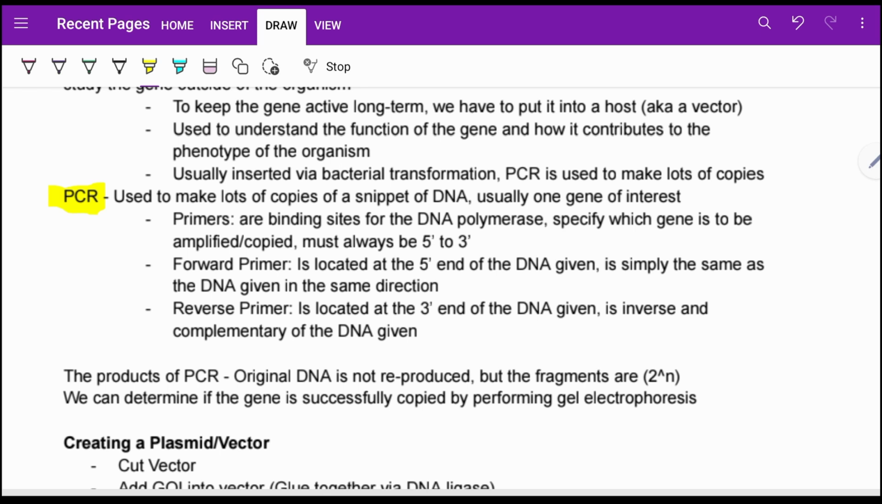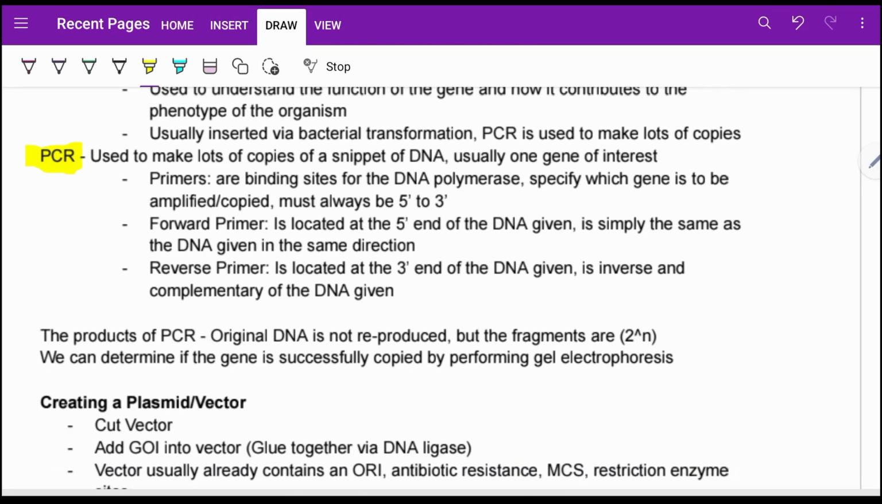PCR is the heart of molecular cloning and what we use to make lots of copies of a snippet of DNA, and around one gene of interest. So we have primers, which are the binding sites for DNA polymerase, and they specify what exact segment we want to replicate of the larger DNA segment that we have. So we have two types of primers. We have the forward primer and the reverse primer. One thing about primers is that they always have to be in the 5' to 3' direction to guide the DNA polymerase to where to start synthesizing.